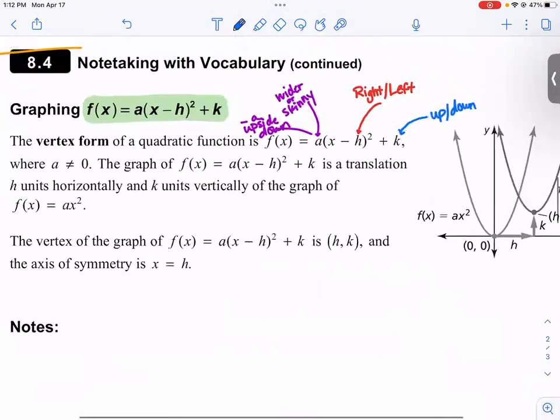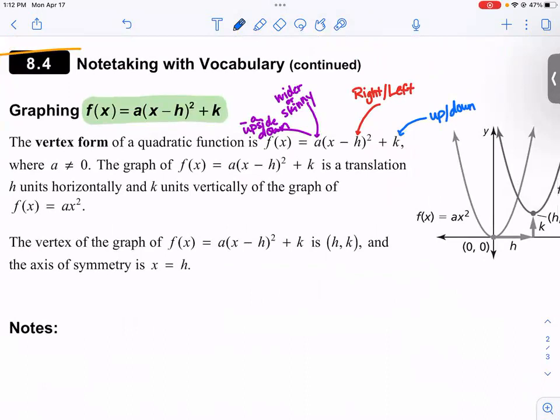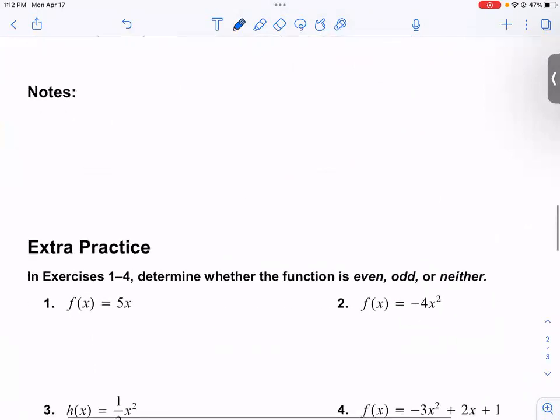So why they call this vertex form is because we can look at H, K and it tells us what our vertex is. Whoa. I know. Can you please write down this equation with me? F of X is X minus 2, the quantity squared, plus 3.